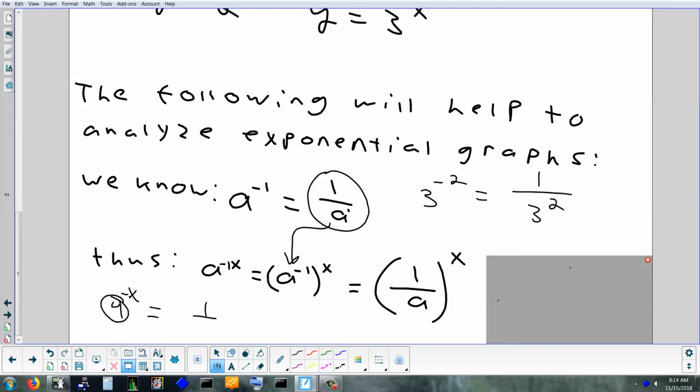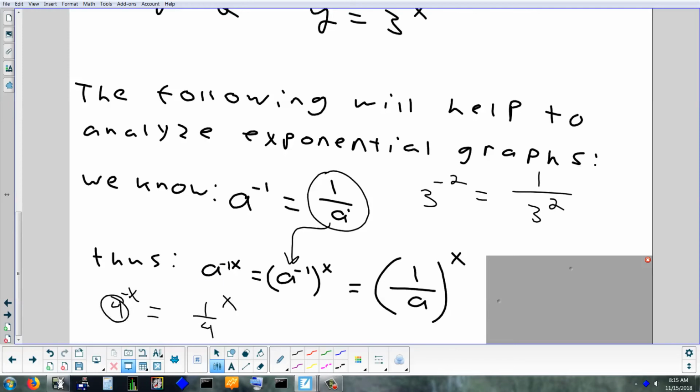And once you do that, you can make your exponent from a negative to a positive. So 4 to the negative x is exactly the same as 1/4 to the x. Just flip the base. Right?